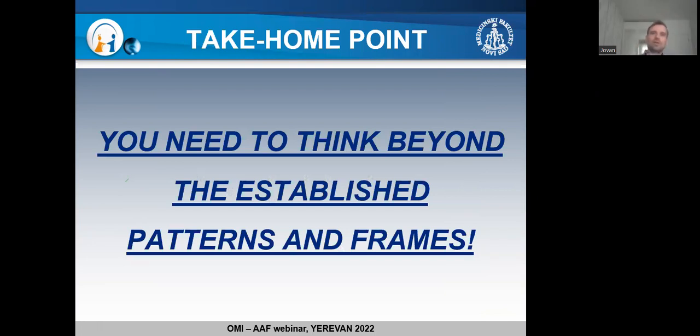So another take-home point would be that you need to think beyond the established patterns and frames. Of course, 99% of time, you will see pneumonias. However, from time to time, if you do your lung ultrasounds regularly, from time to time, there will be some strange and unusual pathologies popping up.